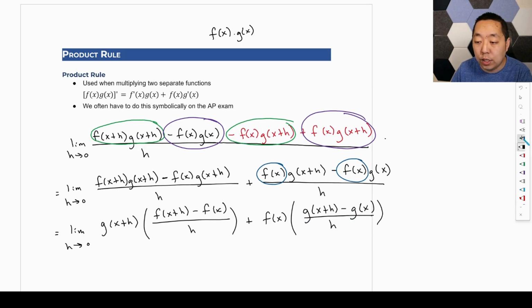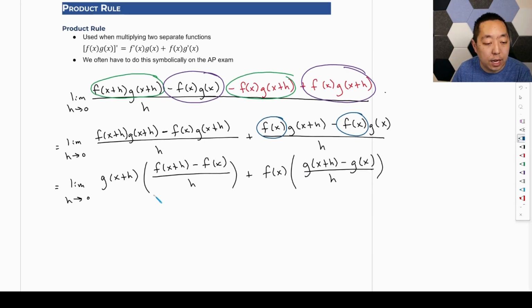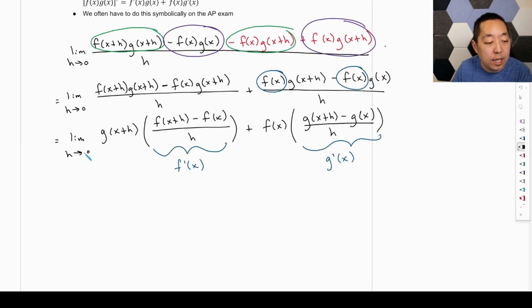And notice, if you look at these things now, this guy right here is f prime of x, as long as h approaches 0. This guy is going to be g prime of x, g of x plus h minus g of x. So it's going to look just like that from our limit definition. And then if we evaluate h equals 0, that will just be 0 for that guy. So then this ends up being g of x times f prime of x plus f of x times g prime of x.